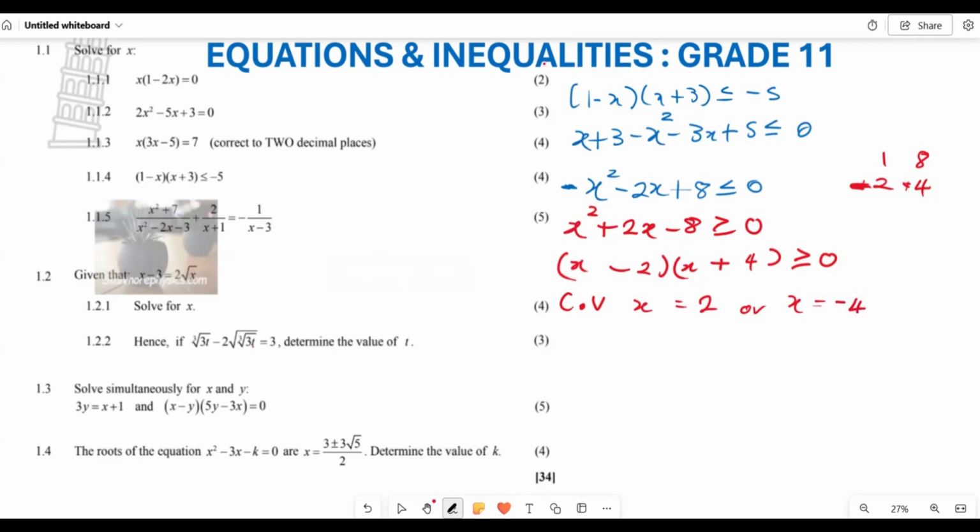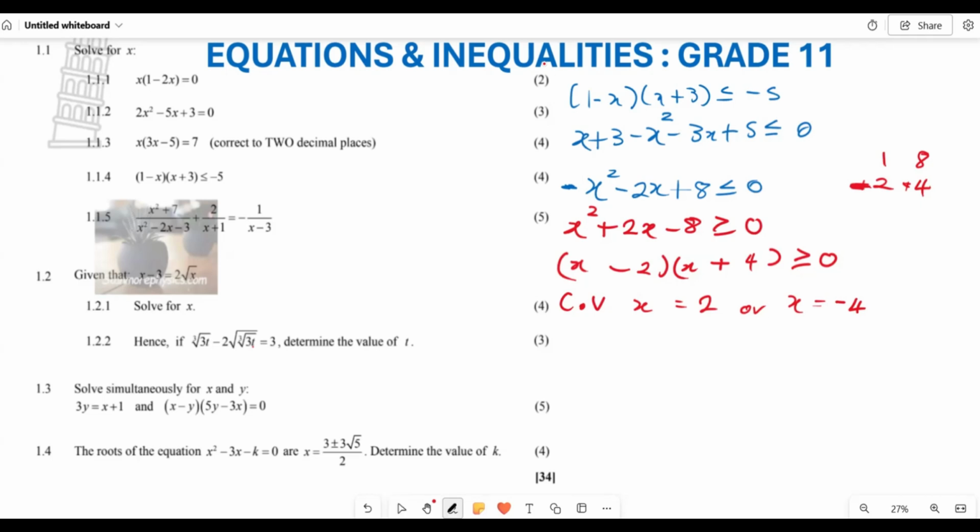Now, I want you to take note that this is not the solution that we are looking for, right? This is just to say that my solution of x is given by 2 and also negative 4. However, I still need to write this in terms of my inequalities, right? So now, I want you to look at this. The easier way of understanding is this.